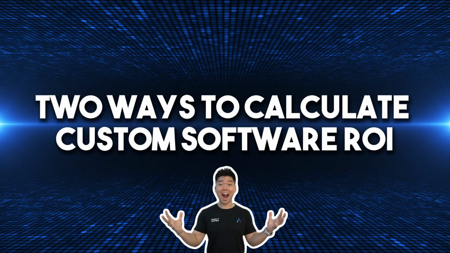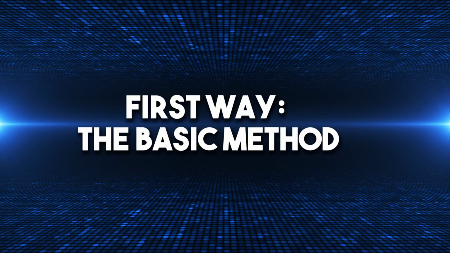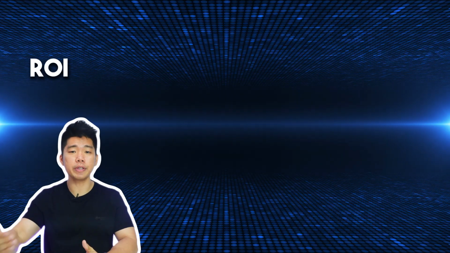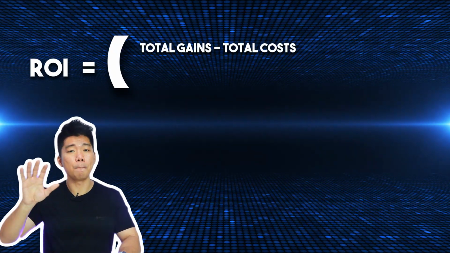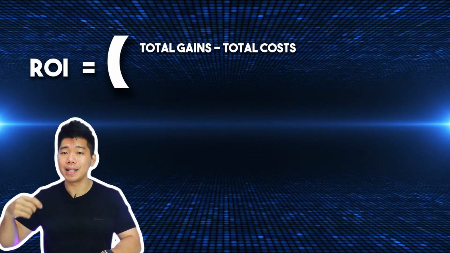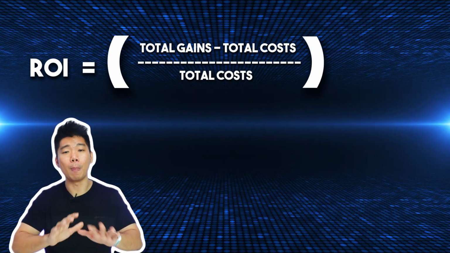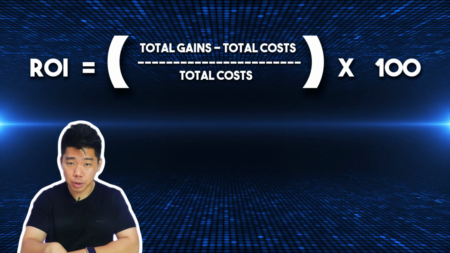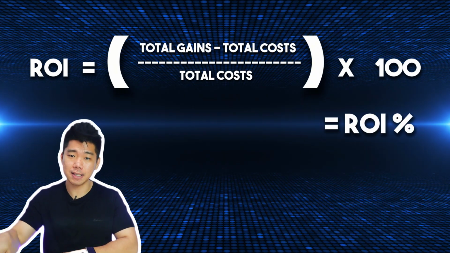2 ways to calculate custom software ROI. First way, the basic method. You take all the estimated revenue generated minus the estimated cost, then divide it by the cost again. You multiply this value by 100 and you get your ROI as a percentage.